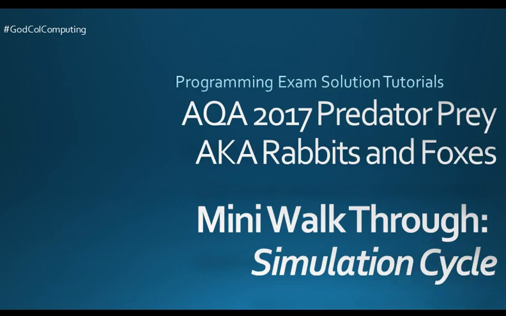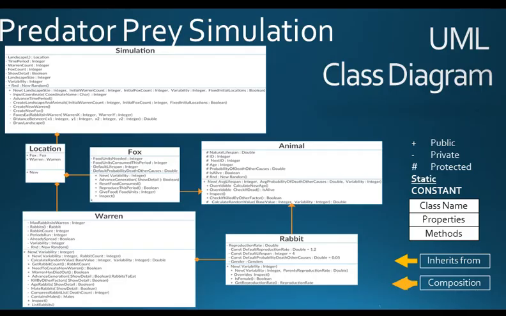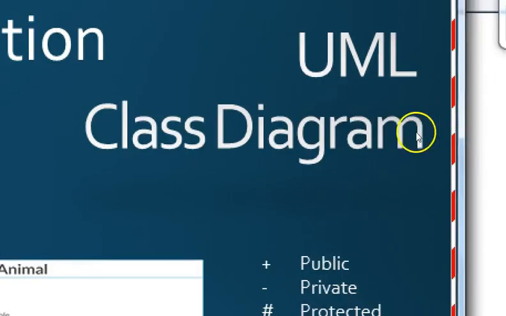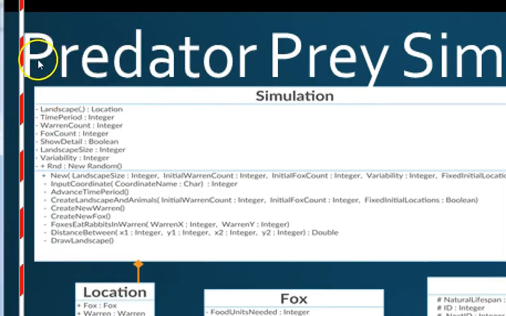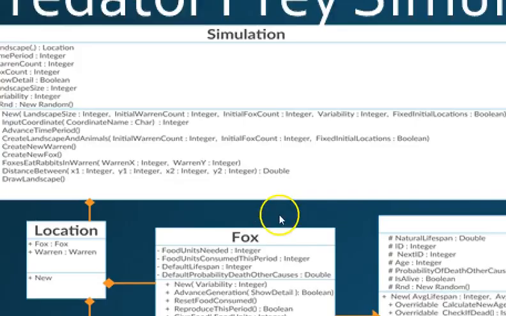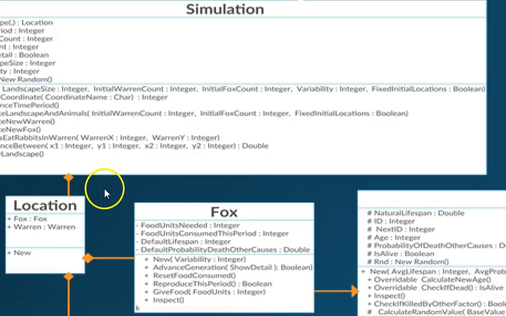I'm of course assuming that you've got some vague knowledge of the system. So let's have a look at the class diagram, and we can see that most of the processing happens in simulation. The main procedure just handles the starting of the program and a few menus. All of the processing happens here, specifically advanced time period, and is handled within the classes.